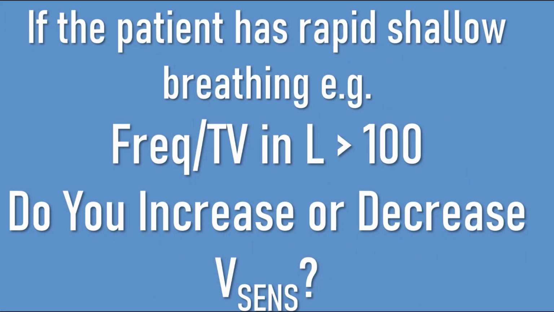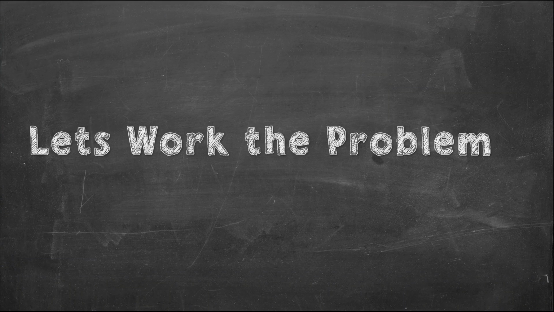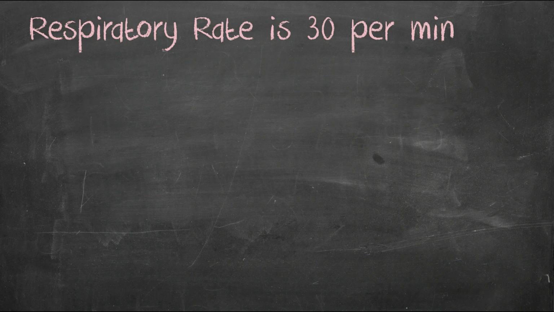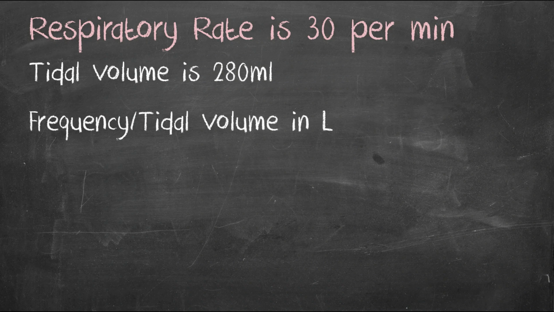If the patient has rapid shallow breathing, for example, a frequency divided by a tidal volume in liters of more than 100, do you increase or decrease the Vsens? Let's work the problem. If the respiratory rate is 30 per minute and the tidal volume is 280 mils, the frequency divided by the tidal volume in liters is 30 divided by 0.28, or 108. This is marginal at best for weaning a patient.